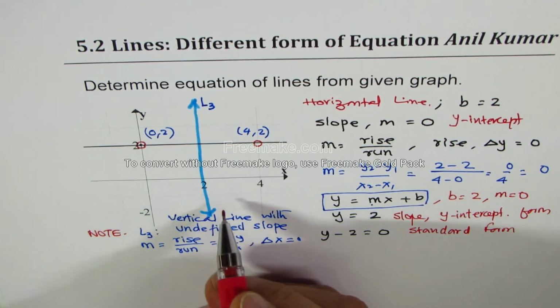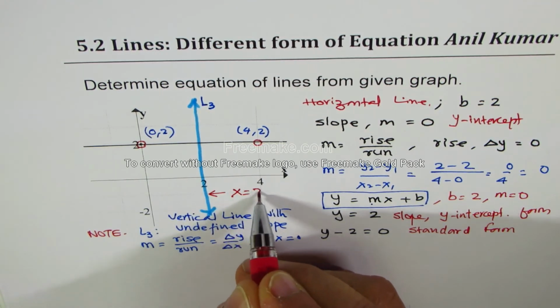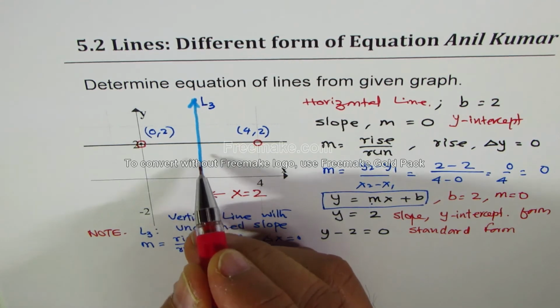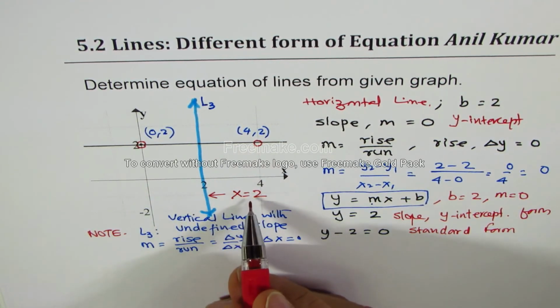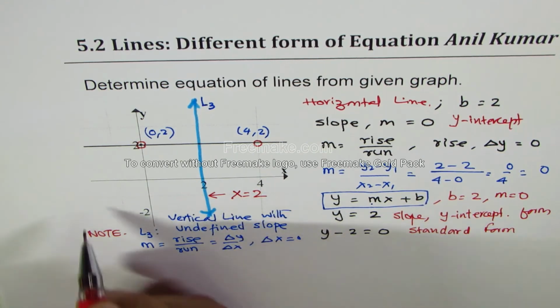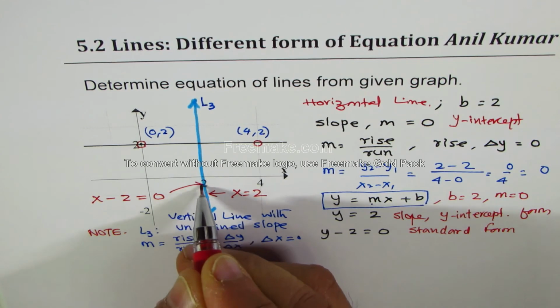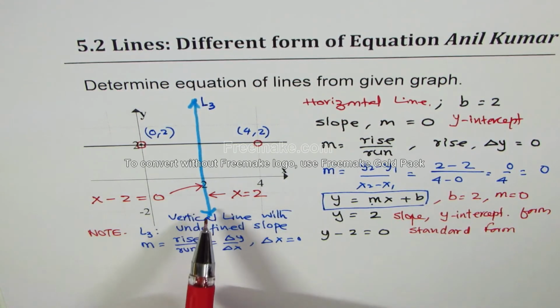This equation is written as, so I'm writing in red, x equals to 2. The x value is 2 here. Do you see that? At each and every point on the line, x value is 2. So x equals to 2 is the equation, or you could write x minus 2 equals to 0. So any one of these two equations could represent line which is vertical.